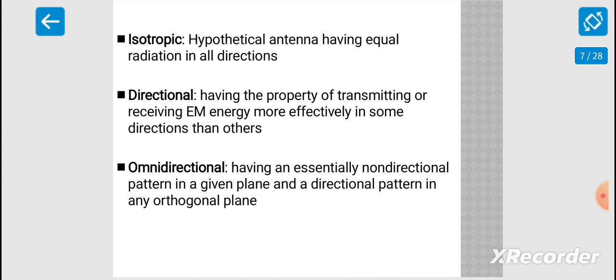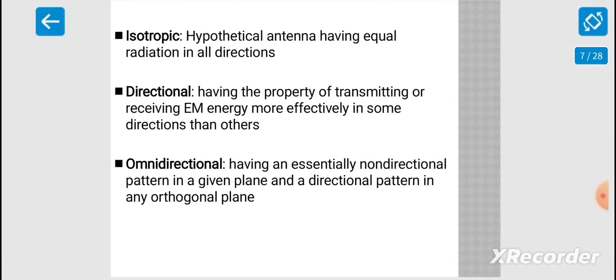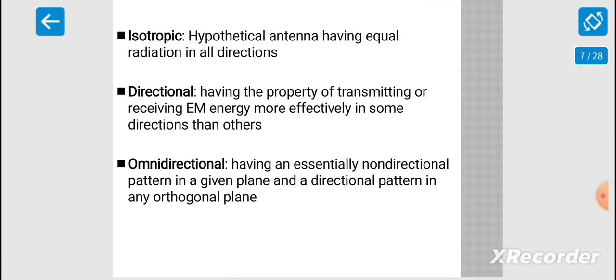Then directional antenna. When an antenna has the property of radiating and receiving electromagnetic waves more effectively in some directions than in others, the antenna is called a directional antenna. Its main beam is usually narrow, that is, it has reduced beam width. Next one is the omnidirectional antenna. It is an antenna that radiates equally in all directions in a given plane.